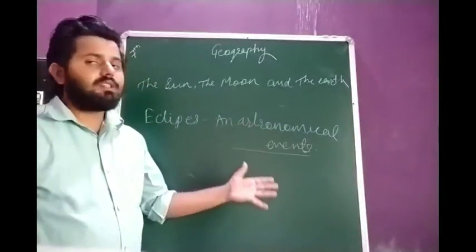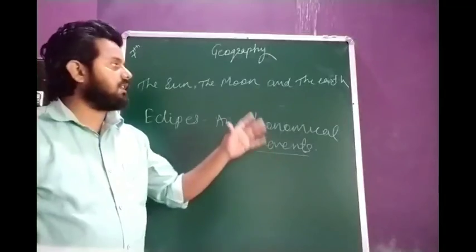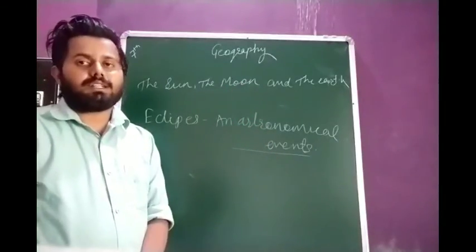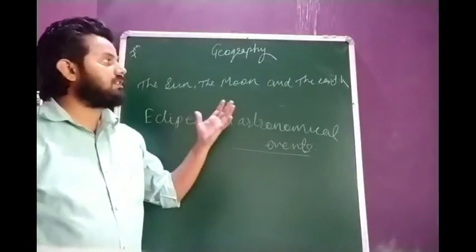So that's all the things we already learned in that chapter. So that's it from that chapter, the sun, the moon and the earth.